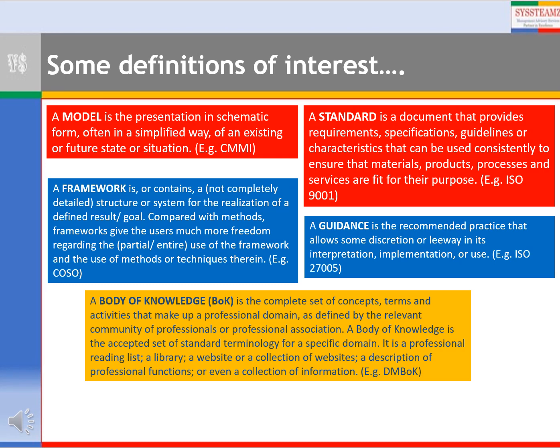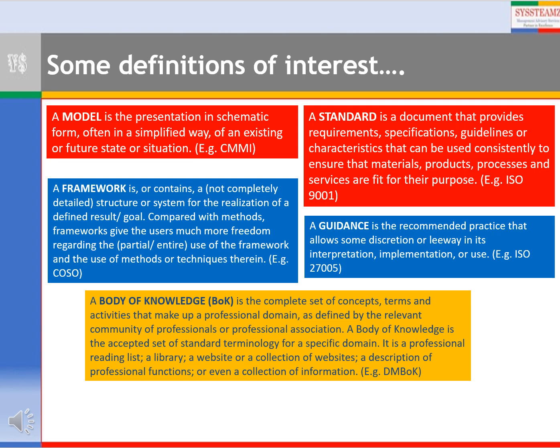Here are some definitions that may sound interesting, or maybe intriguing, to many of us. But it's good to read these once again. A model is a presentation in schematic form, often in a simplified way, of an existing or future state or situation. Example, CMMI. A standard is a document that provides requirements, specifications, guidelines, or characteristics that can be used consistently to ensure that materials, products, processes and services are fit for their purpose.